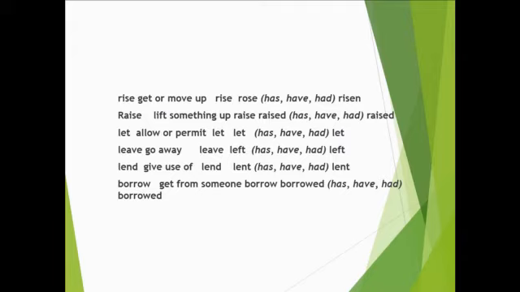We have let and we have leave. Let means allow or permit, to give permission. That means in the present it will be let, past let, and past participle with has, have, had, let. Now leave means go away. In the present it will be leave, past left, past participle with has, have, had, left.